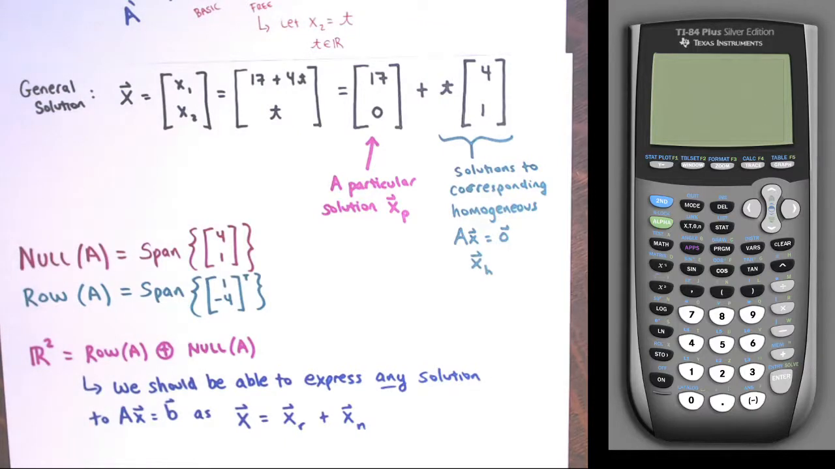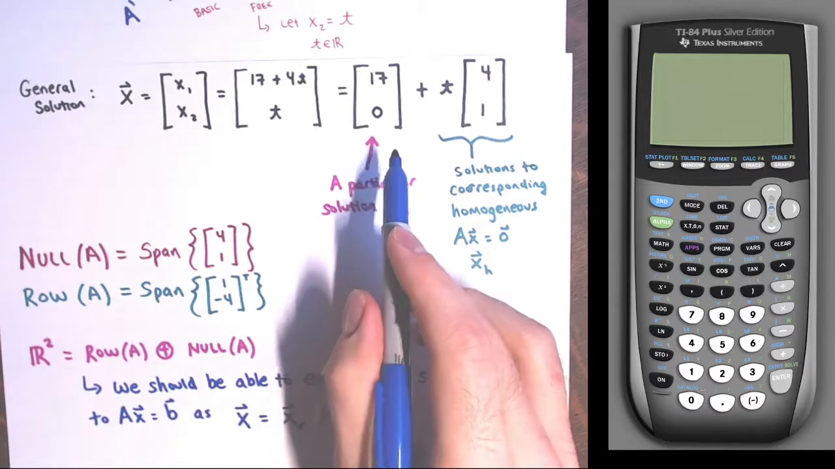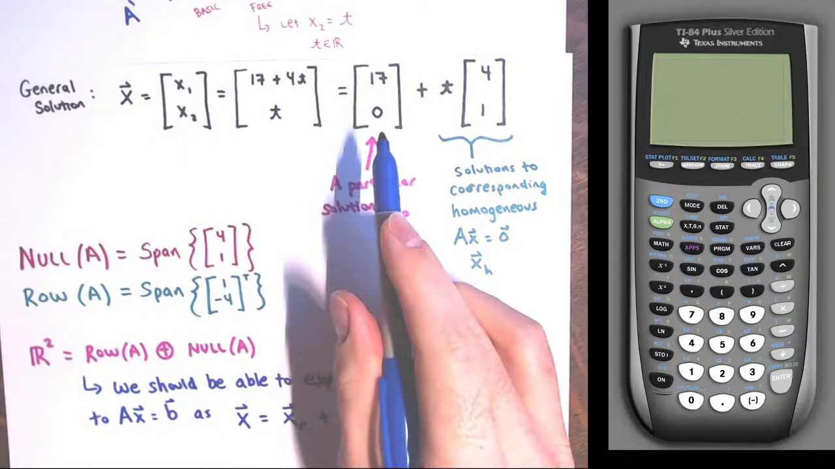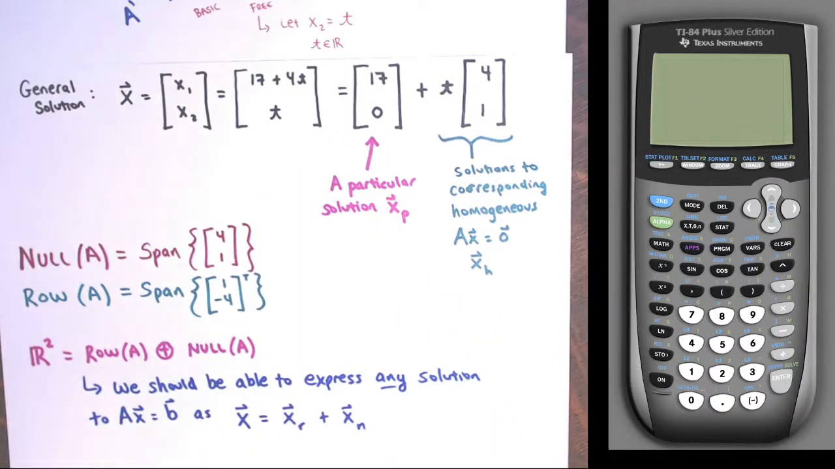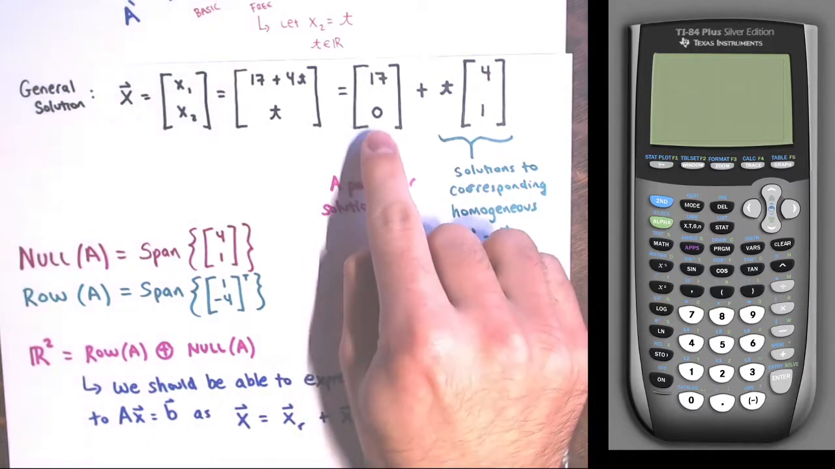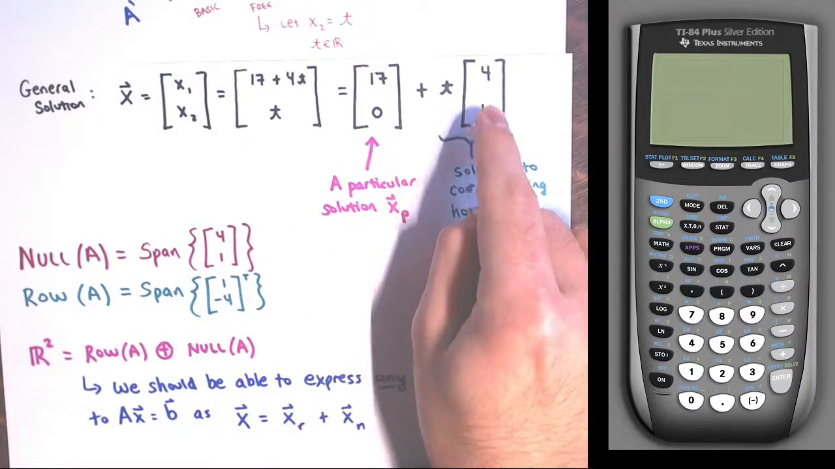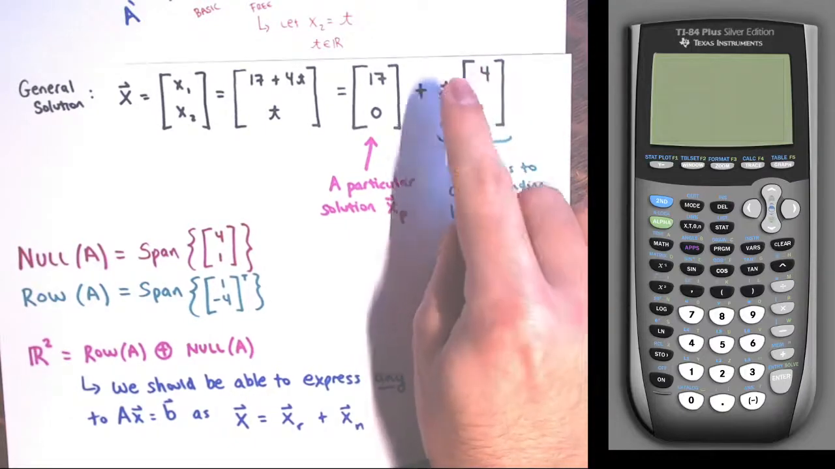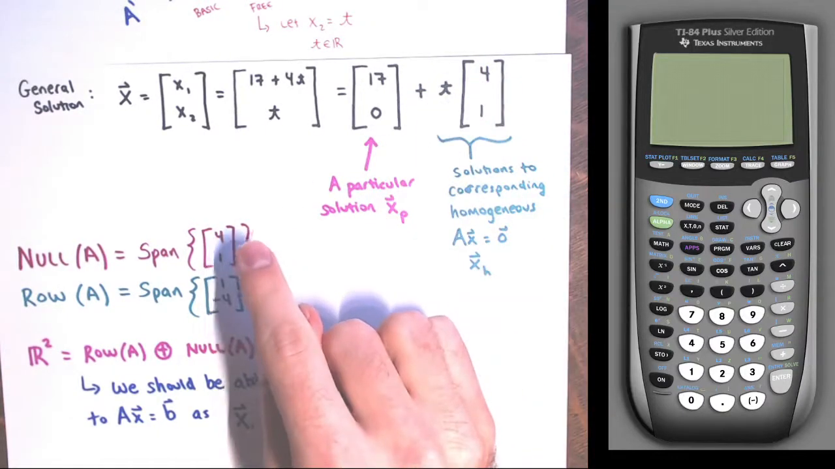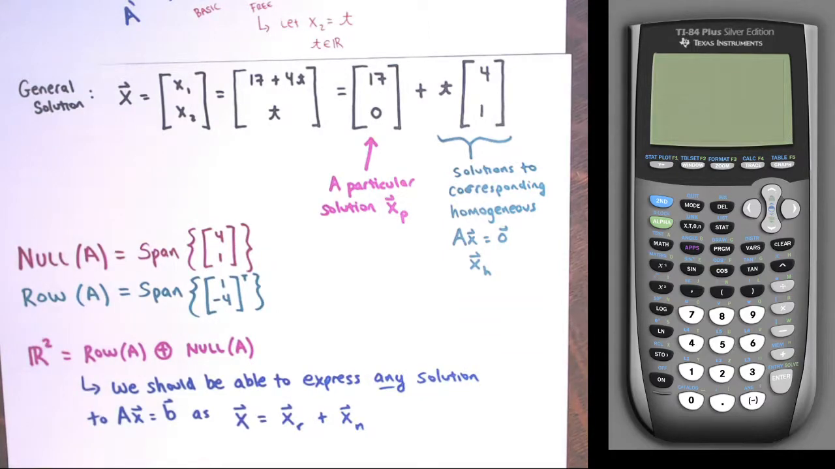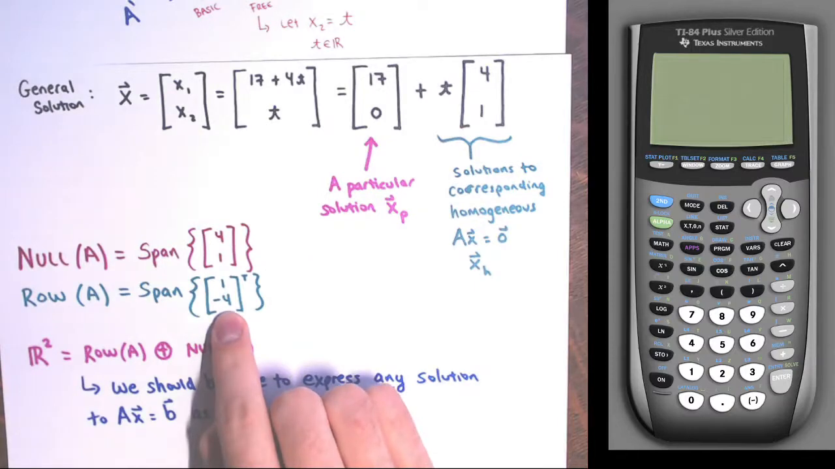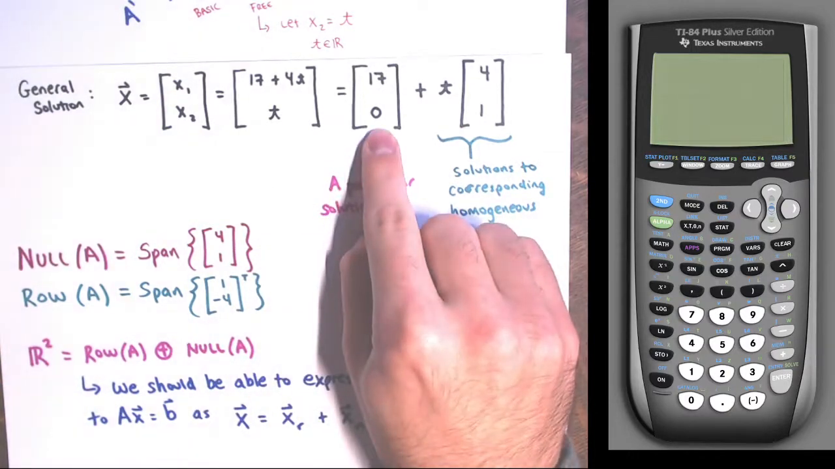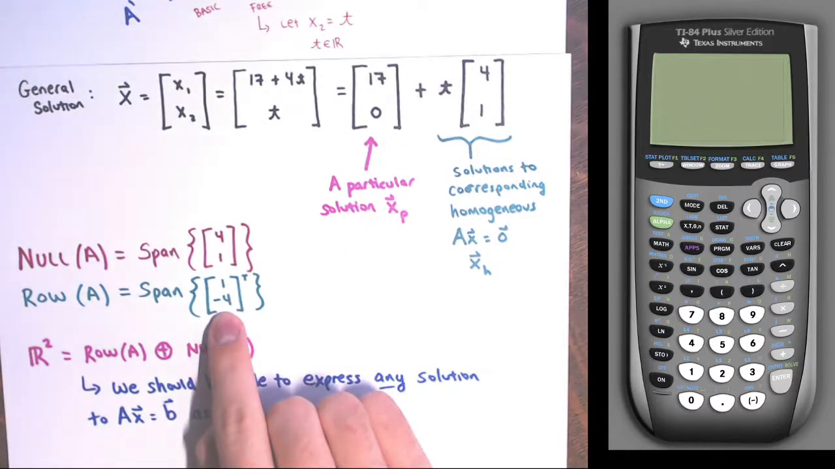Now, let's do that. So I'm going to do that here with my particular solution. Because look at this particular solution. You might think, hey, 17, 0. Is that in the row space? Because here I have a row space vector plus some null space vector, right? Any multiple of 4, 1 is in the null space. So you might be asking yourself, is this 17, 0 in the row space? Well, clearly not. Is 17, 0 a multiple of 1, negative 4?